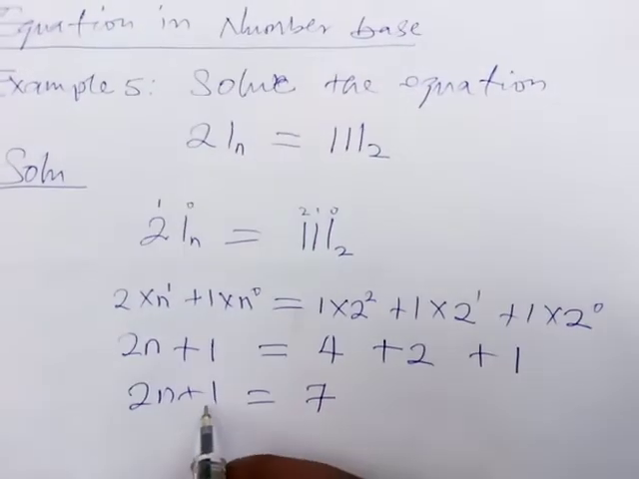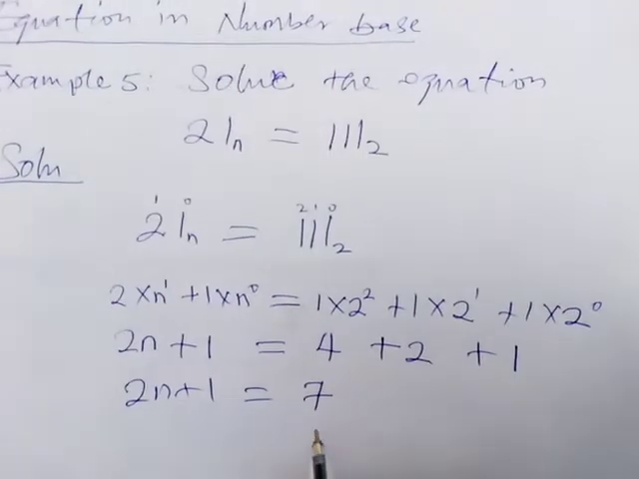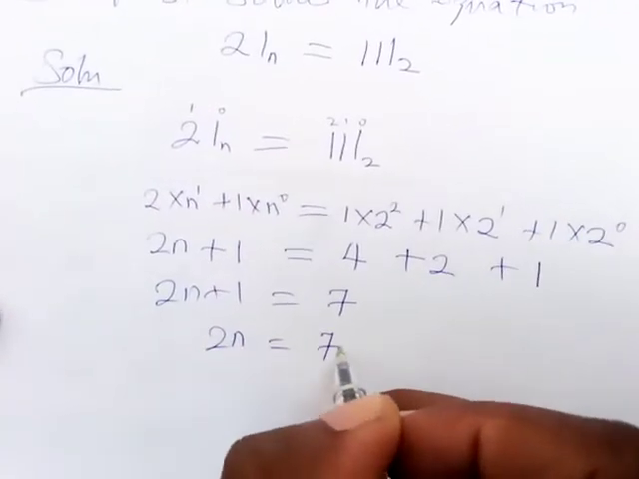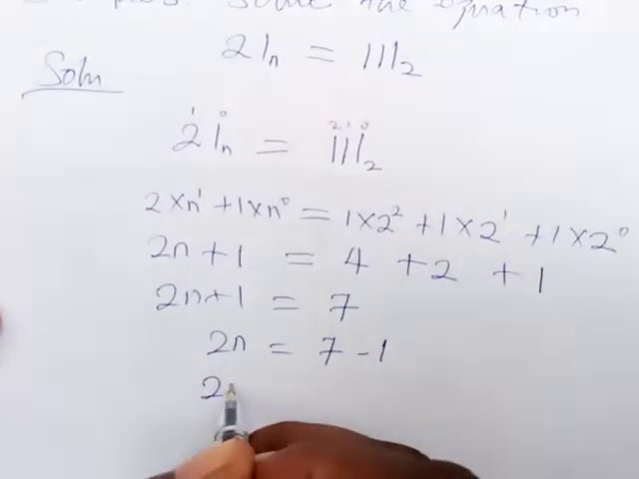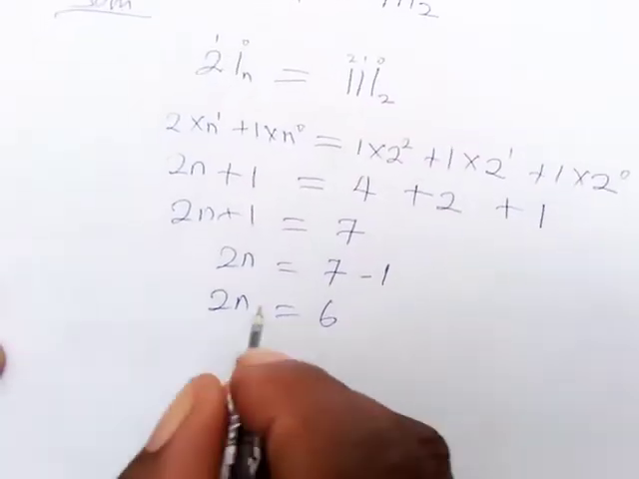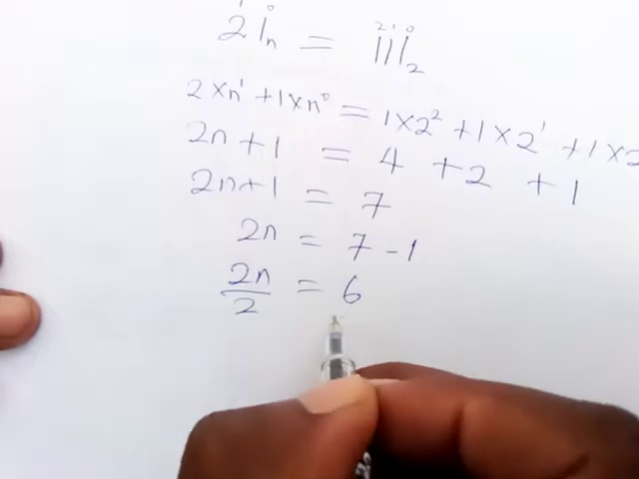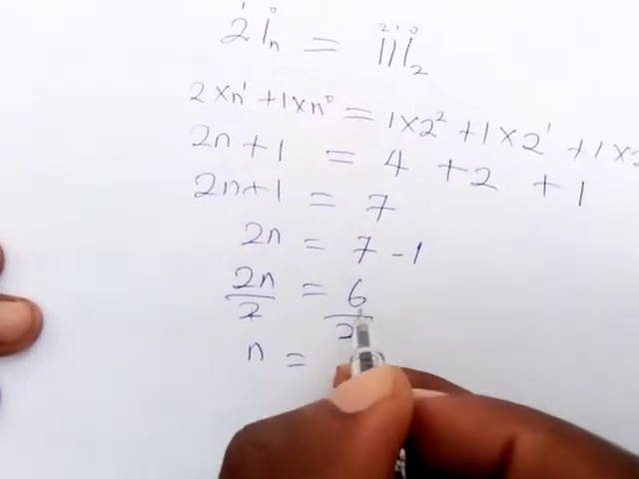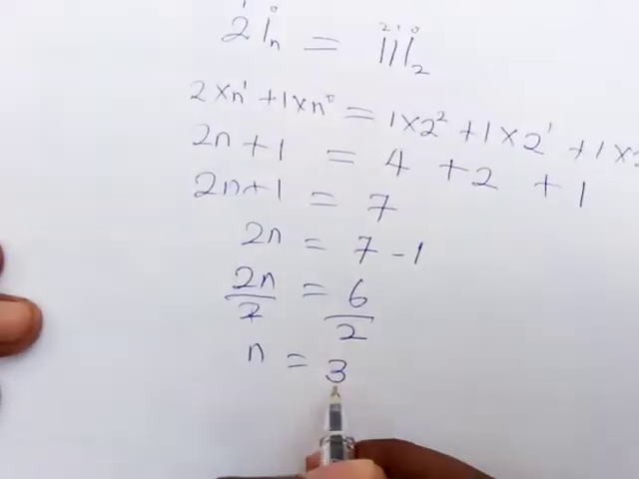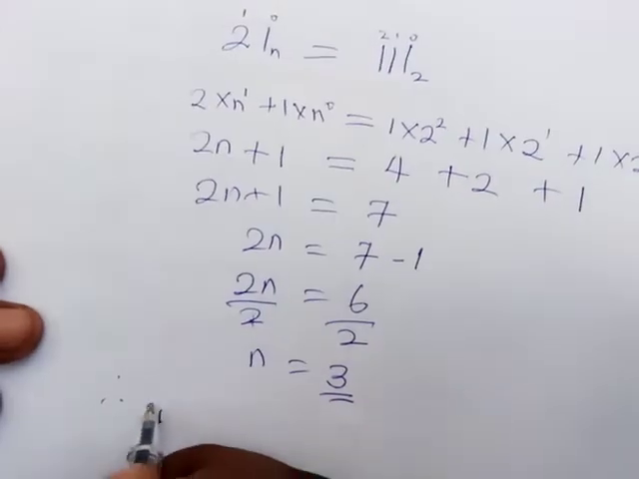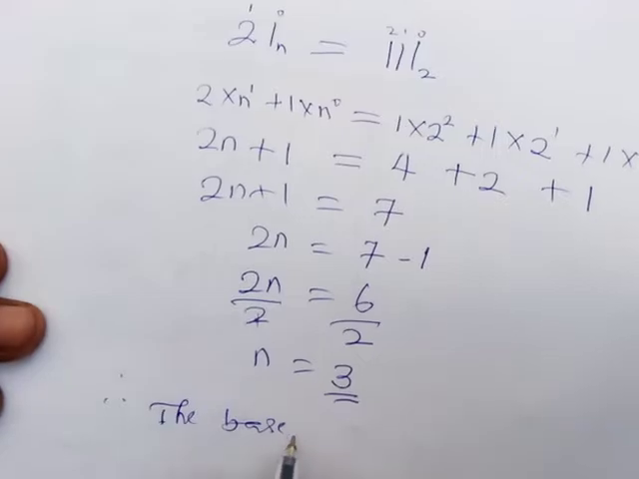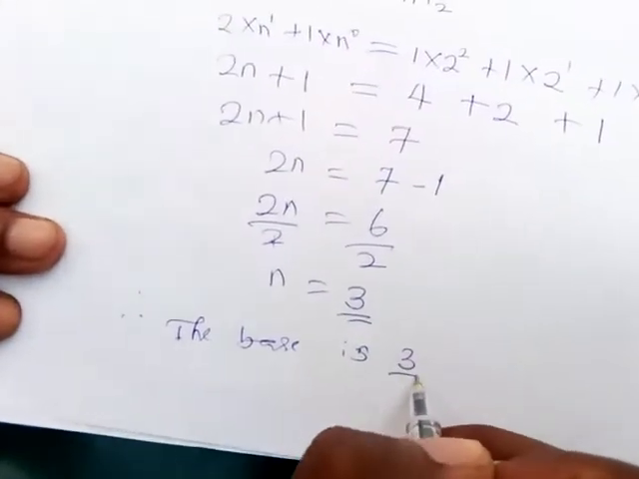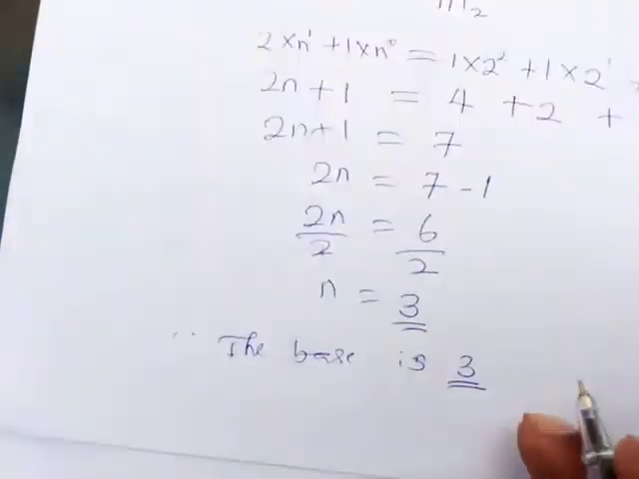So this is adding; when we take it to the other side, it will subtract. So we have 2n equals 7 minus 1, so 2n equals 6. We divide both sides by 2. 2 divided by 2 gives n, and 6 divided by 2 is 3. So therefore the base is 3. So this is an example of an equation in number bases.